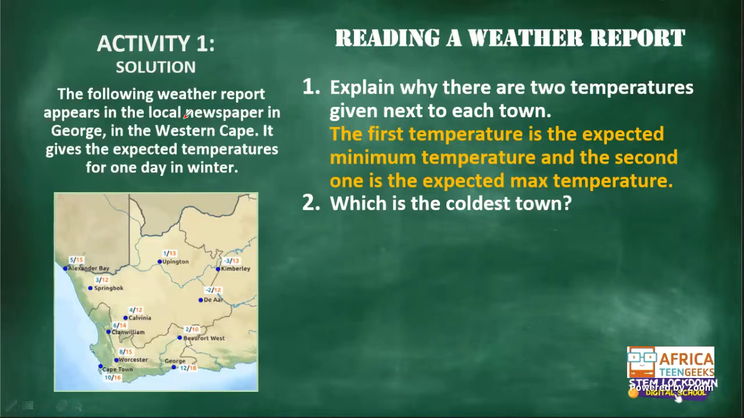Yes, if we look on our map, the coldest city would be Kimberley, and it had a temperature of -3 degrees Celsius.